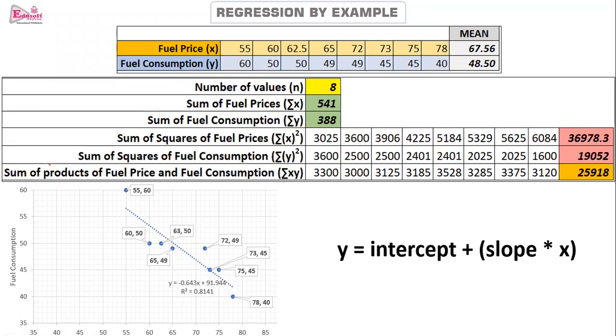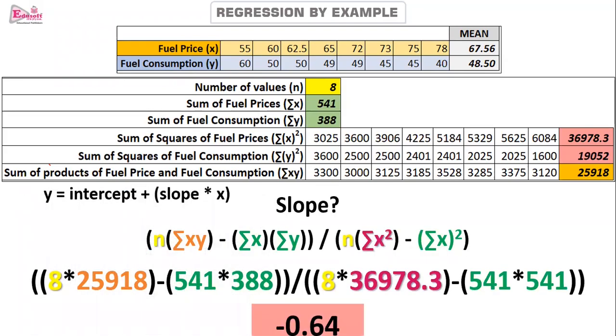These two values can be figured with the help of the graph also, but we will do it statistically. So first of all, let us see how we come to the slope. How do we calculate the slope? The slope's formula is number of values in the data set multiplied by the sum of the products of fuel price and fuel consumption, the orange colored cell 25918. And from this product, the product of the sum of the fuel prices and the sum of the fuel consumption has to be subtracted.